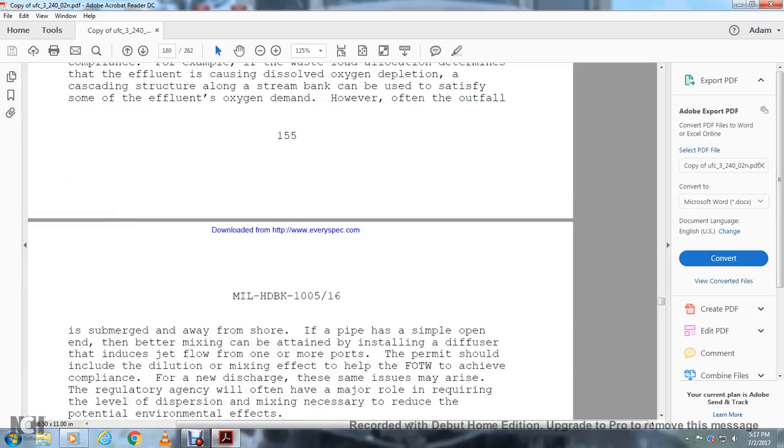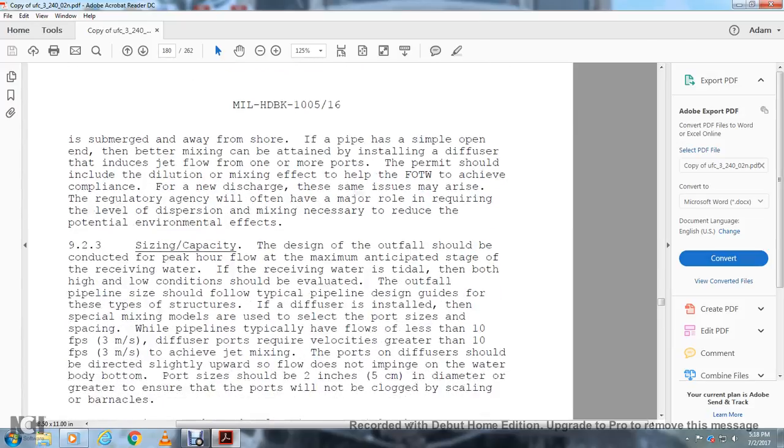However, the outfall is often emerged away from the shore. If the pipe has a simple opening at the end, better mixing can be attained by installing a diffuser and inducing jet flow through one or more ports. The permit should be included with the dilution and mixing to help the FOTW achieve compliance for the new discharge. The same issue may arise. The regulatory agencies will often have a major role in requiring the level of dispersion and mixing necessary to reduce the potential environmental effects. Size and capacity.